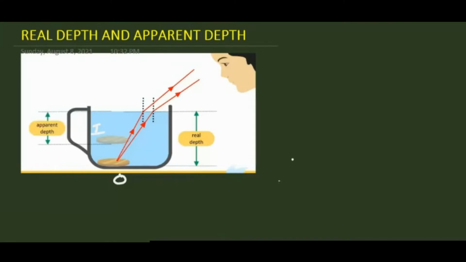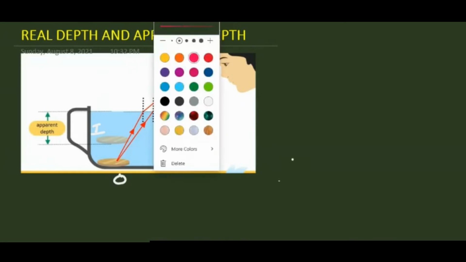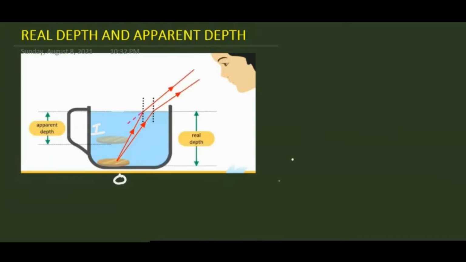Here the coin appears to be raised or not? Yes, sir. Why does the coin appear to be raised? The refraction of the light takes place, sir. The observer thinks that the light rays are straight. So if we extrapolate the light rays, an unreal image is formed. There he thinks that the coin is there, but actually the light rays bent from the actual position of the coin. Then here, does the observer see the actual position of the coin or the apparent position of the coin? Apparent position of the coin.